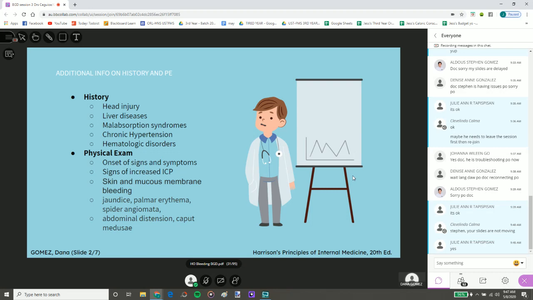We should also assess the skin and mucous membranes because this offers diagnostic clues in some of the hematologic disorders. Stigmata of chronic liver disease should also be assessed. This includes jaundice, spider angioma, palmar erythema, and abdominal distension.